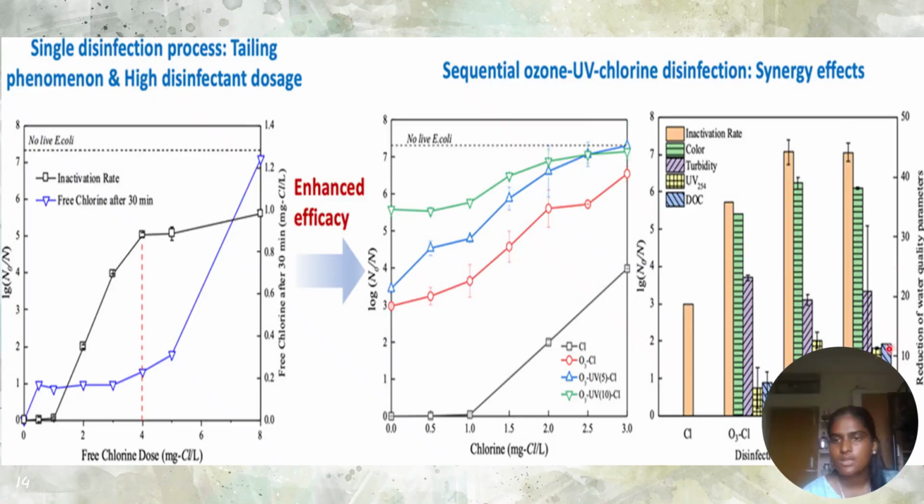This is the graph of that. This is the inactivation rate, and the green color represents the color of the effluent water. Then the turbidity rate is reduced. When we use the sequential treatment, it drastically reduces the level and the inactivation rate of the pathogens.